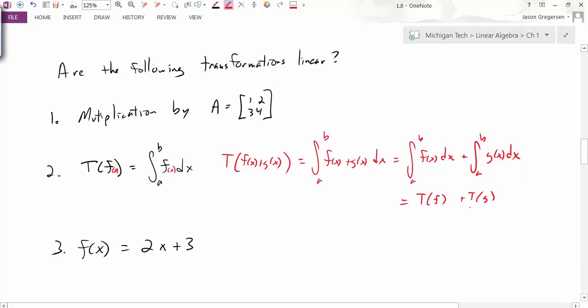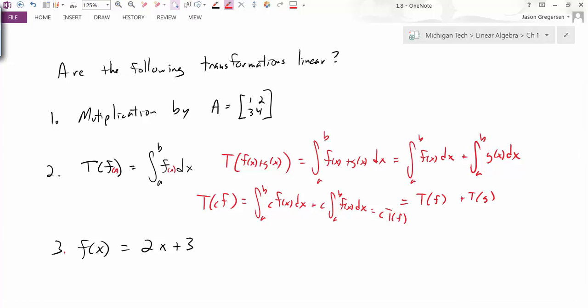And really the process is the same for the second property. If I look at T of c times f, that's just the integral from a to b of c times the function, integral of the function. But I know I have a property that I can pull that constant outside of the integral. So this is c times the integral, which is just c times the transformation. So that's my second property. So once again, this transformation, which is representing an integral, is also a linear transformation.